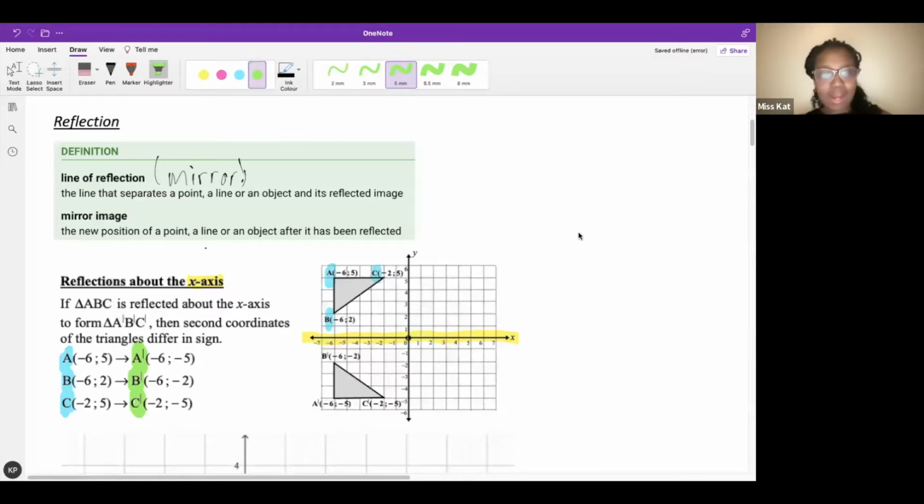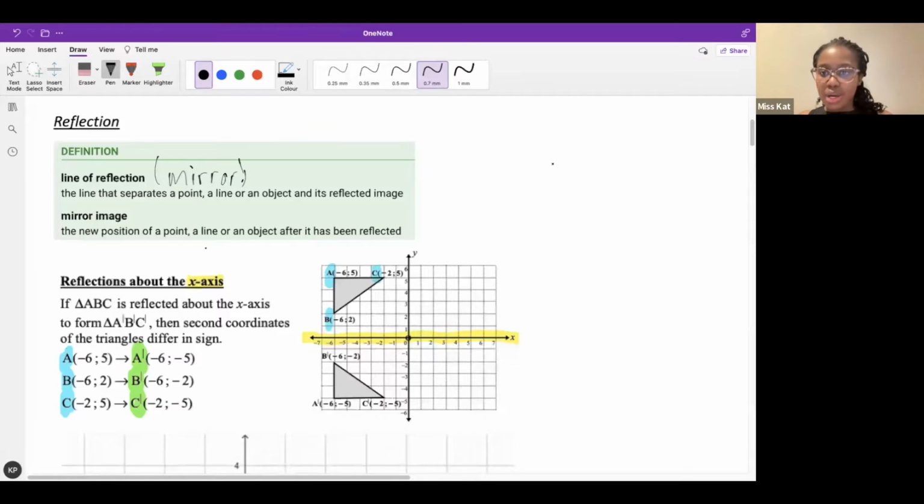The y coordinate. What's different about the y coordinate? Yes, the y coordinates are now negative. So the signs changed. Yes, there we go. Thanks. That's how you know that we have reflected about the x-axis.